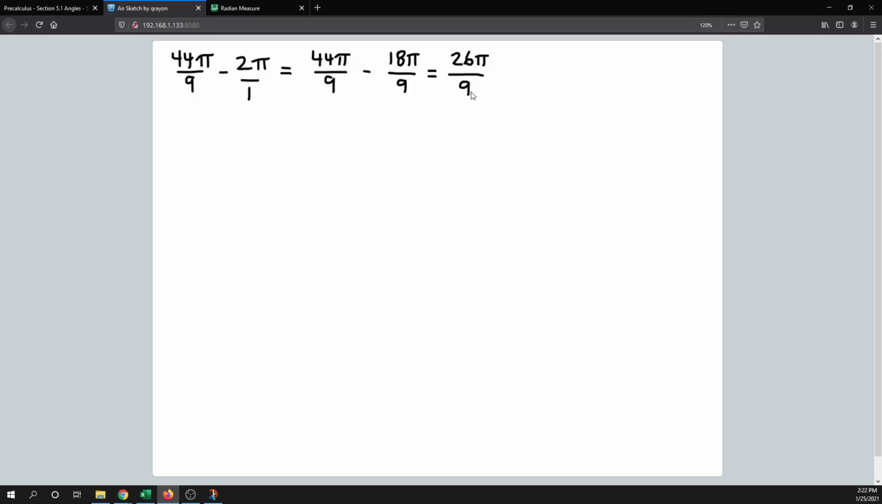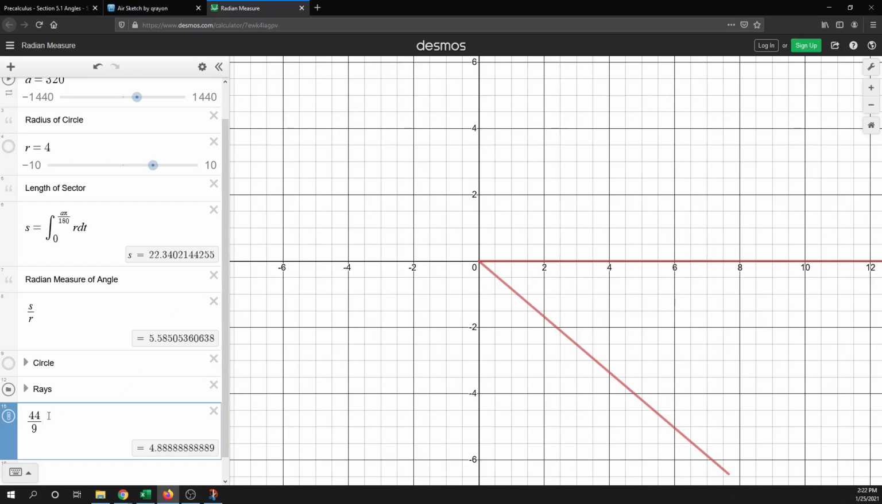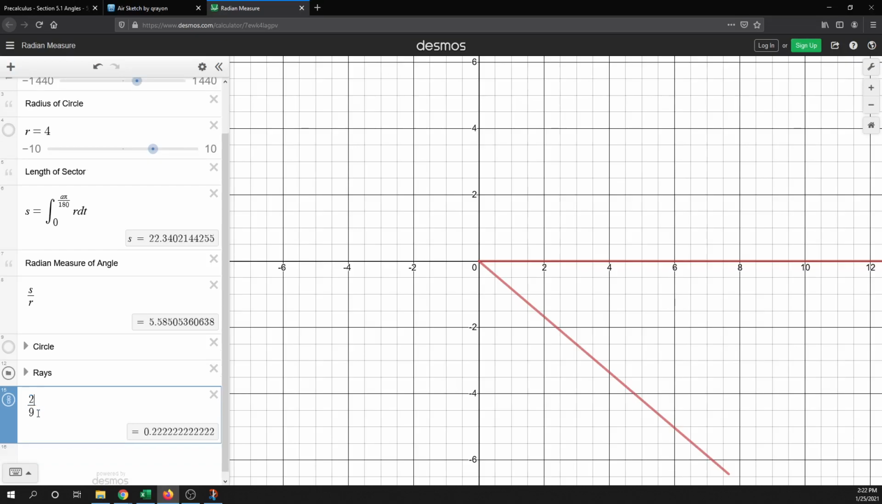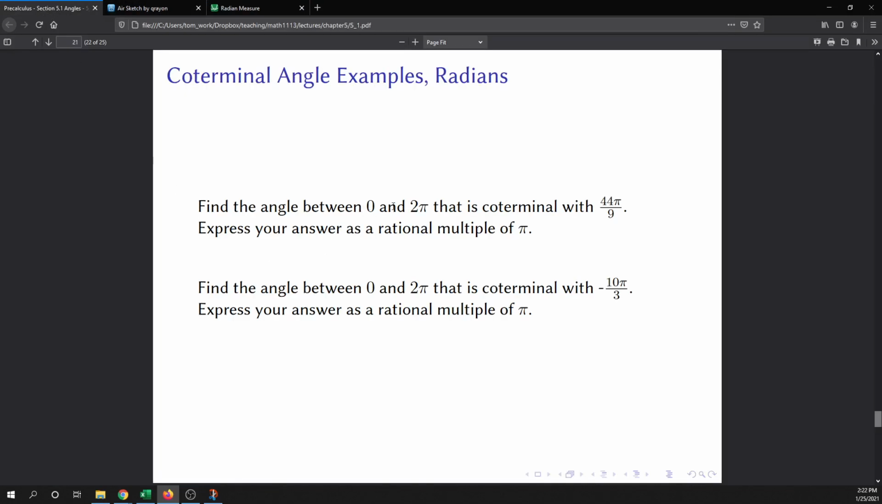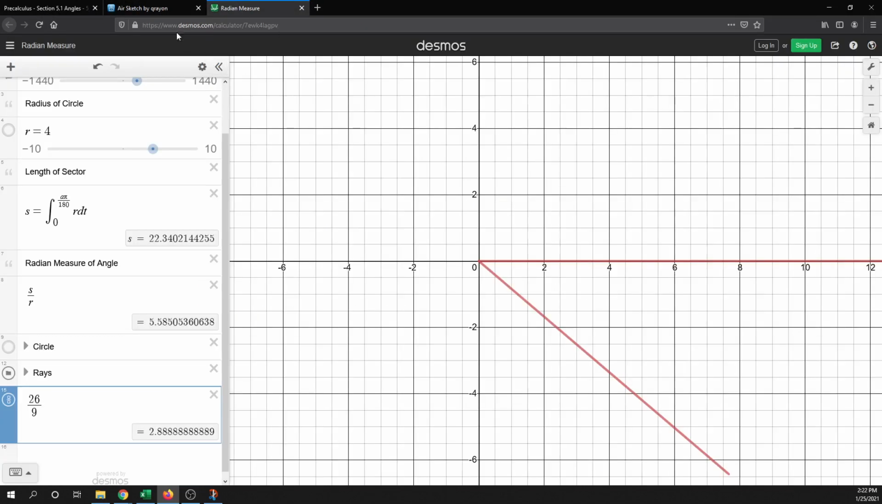So now the question is, is that between 0 and 2 pi? And the answer is no, because 9 goes into 26 two times without going over, but a little more. So it's somewhere between 2 and 3 when you do 26 over 9. So it's 2 point something. We need this number to be between 0 and 2, because that's what the problem is asking for, an angle between 0 and 2 pi.